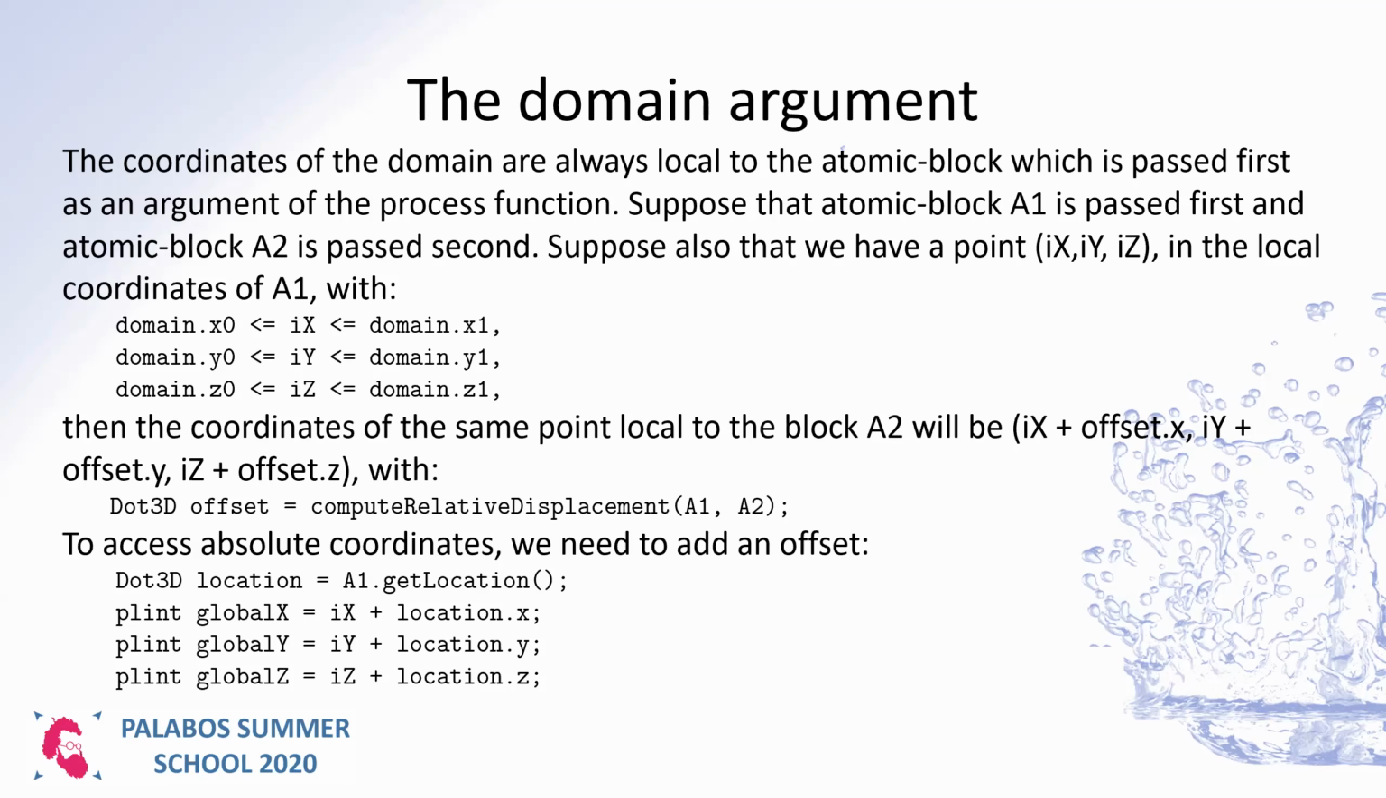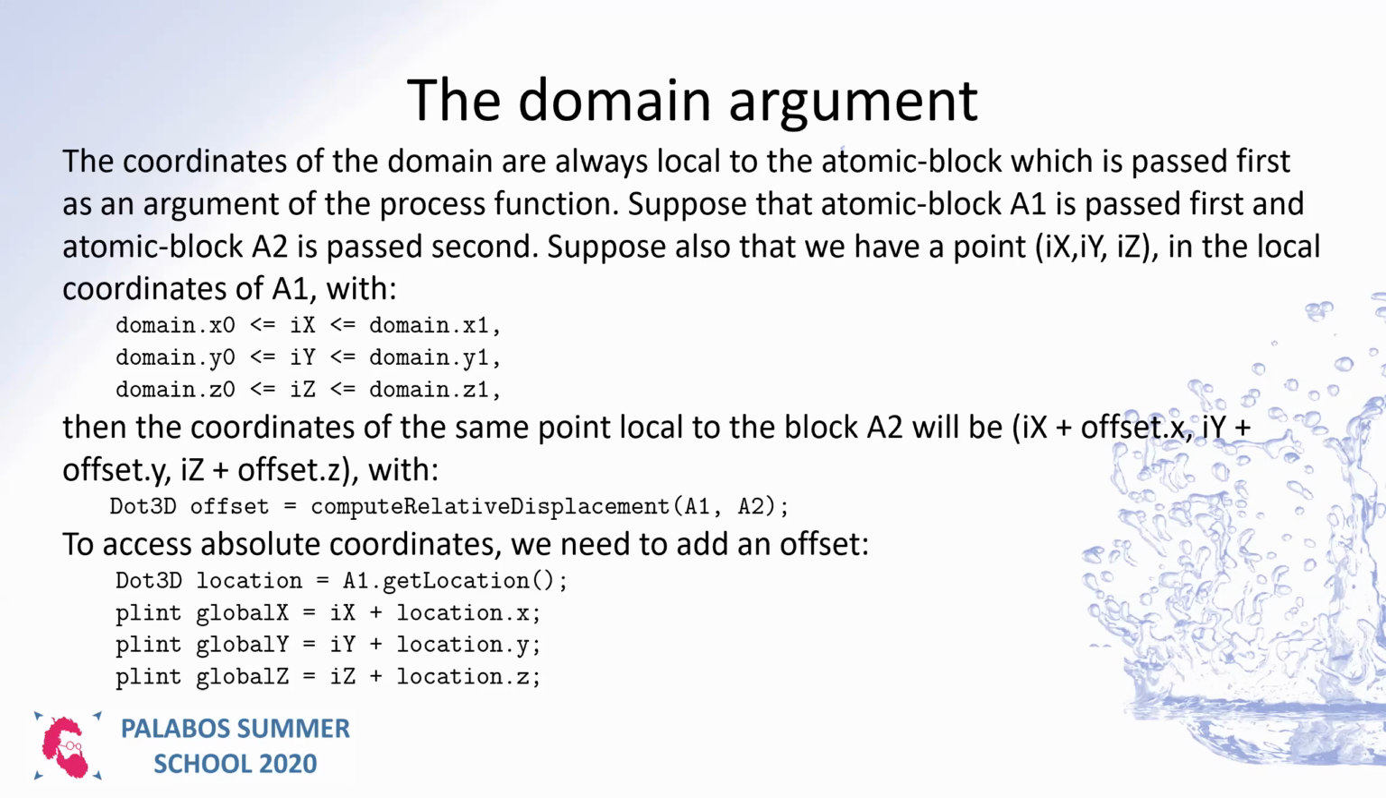And the coordinates in the second atomic block are shifted. So you are going to ask Palabos to provide you with the relative offset of coordinates between the two atomic blocks, compute the relative displacement between A1 and A2, and add that offset to access the data of the second one. Okay.